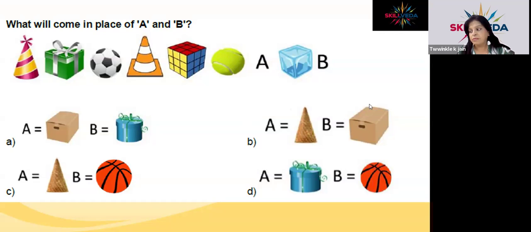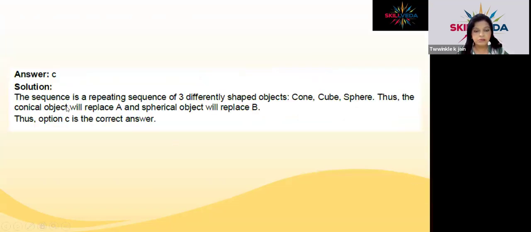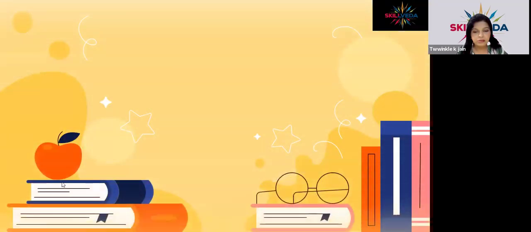Yes, it is about. Yeah. So the correct answer is C. The sequence is a repeated sequence of 3 differently shaped objects, cone, cube, sphere. So the conical object replaces A, spherical object will replace B. Back to B.